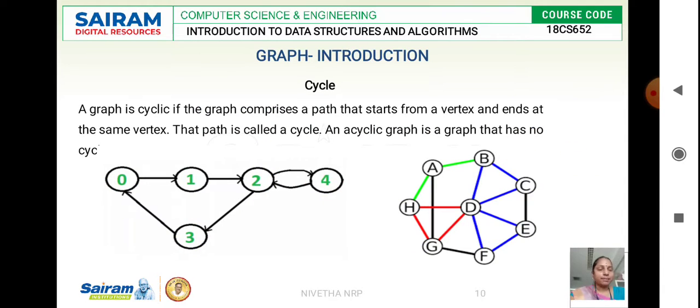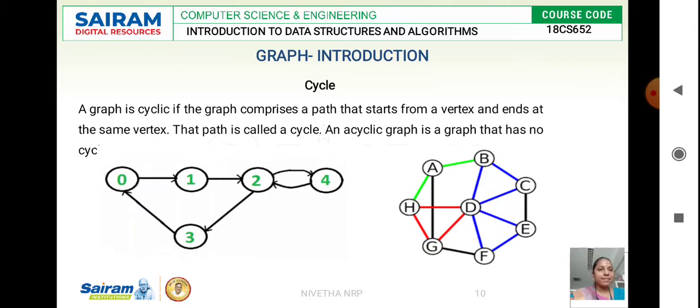Next is cycle. When do we say a graph has a cycle? When you start with a vertex and you end again with the same vertex where you started, then you say that is a cycle. For example, see in the first diagram you have 0 to 1, 1 to 2, again you have 2 to 4, again from 4 to 2, 2 to 3 and 3 to 0. So it has started with the vertex 0 and it has ended with the vertex 0. So this is a cycle graph.